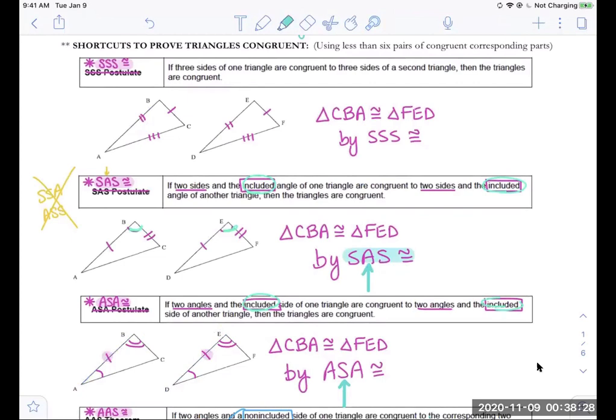And again, the order matters, right? Because the side has to be the one that's between the 2 pairs of angles. It's included between the 2 pairs of angles. So angle, side, angle. And you can't skip over any angles to get to a side. You have to go angle, the next side you come to, and the next angle that you come to.